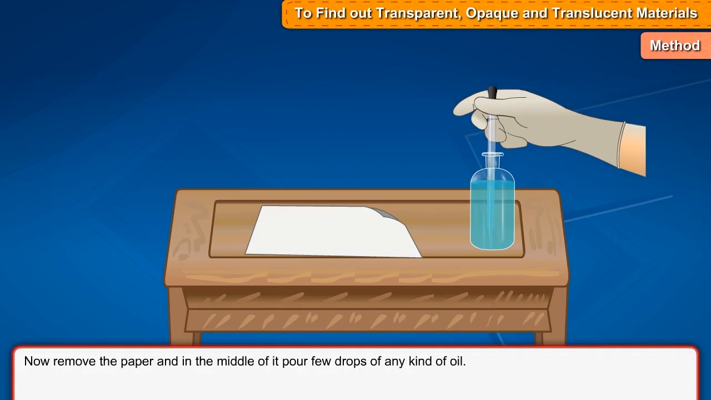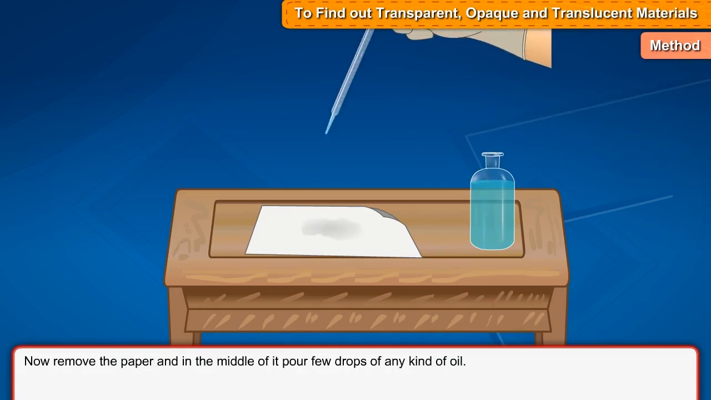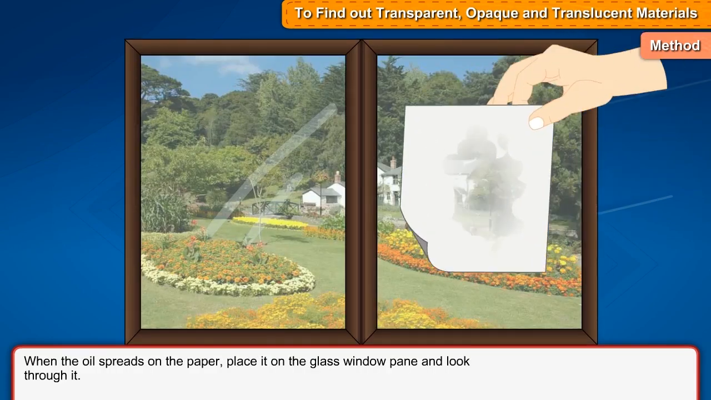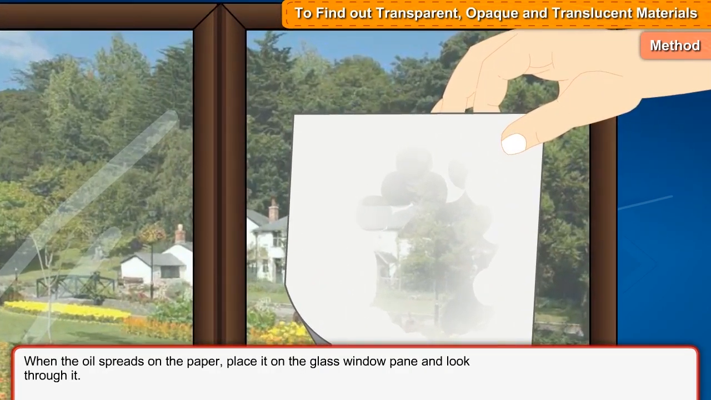Now remove the paper and in the middle of it pour a few drops of any kind of oil. When the oil spreads on the paper, place it on the glass window pane and look through it. You notice the objects outside are faintly visible. Such materials through which you can see partially are called translucent materials.